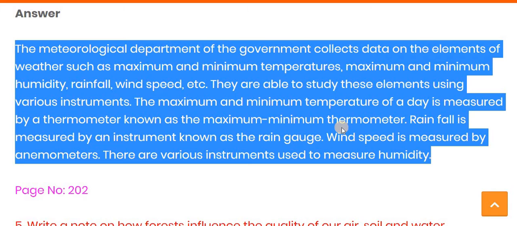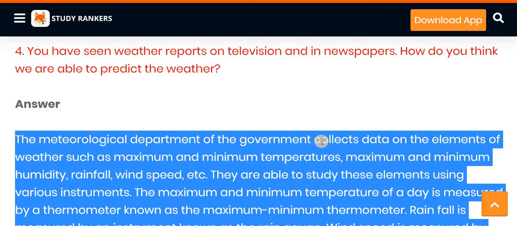And the speed of the wind is measured by the anemometer. And for the rainfall, like in a particular village this many inches of rain came, that is measured by the instrument called the rain gauge, which measures the amount of rainfall. And there are also various other instruments which can be used to measure humidity and other elements which depend on the weather. According to that they collect the data and declare it on the news and the television.